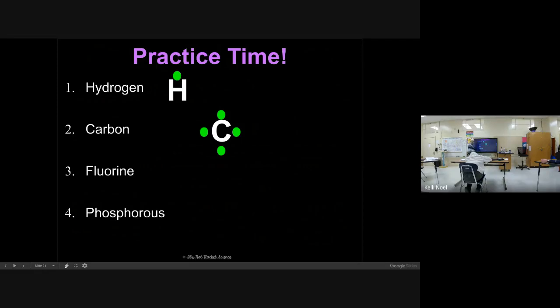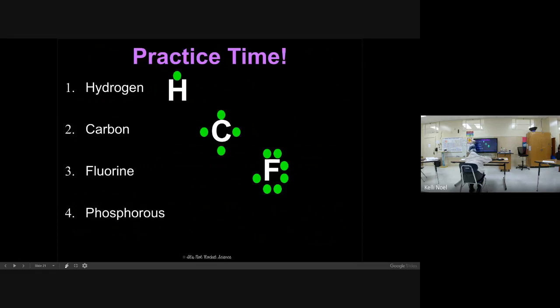Fluorine is in group 7A, so it's F, it has 7. So you start at the top, go around, then you get back to the top, and you keep going until you get a total of 7. So 2, 4, 6, 7.